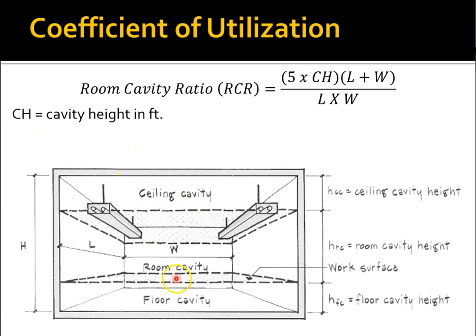So be careful, because our cavity height is just between the working surface here. In this case, it would be here where the luminaires are. In our case, we're at the ceiling, right, because they're flush mount. But that's your cavity, your room cavity, excuse me.